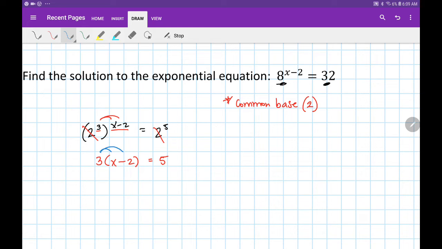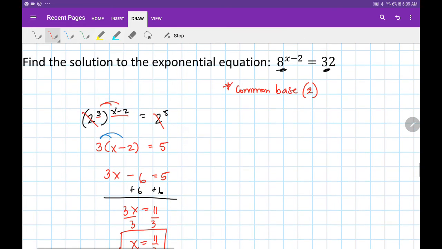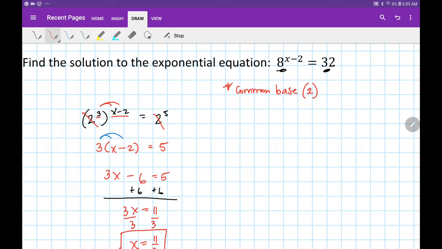In my next step, that'll say 3x minus 6 equals 5. In my next step, I'll start getting x by itself. 3x equals 11. And in the final step, dividing both sides by 3, I get x equals 11 over 3. So once again, once we have a common base, we can just set our exponents equal. In this case, you just have to remember that the power to a power will multiply and distribute. So we got 3x minus 6, and on the right side, it was just 5.